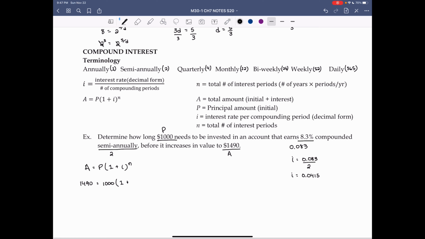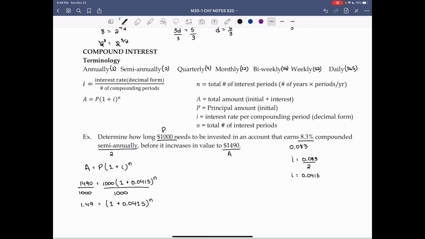Sub that into our equation, 0.0415, and then to the power of n, which is the thing we're trying to find because it says determine how long it needs to be invested. I can simplify this. I can divide both sides by 1,000. Then I get 1.49 equals (1 plus 0.0415) to the power of n.